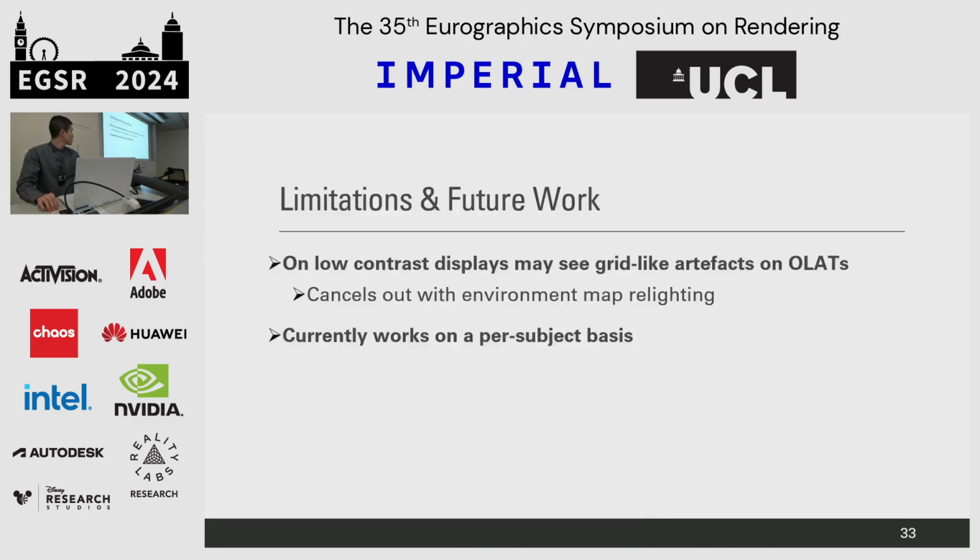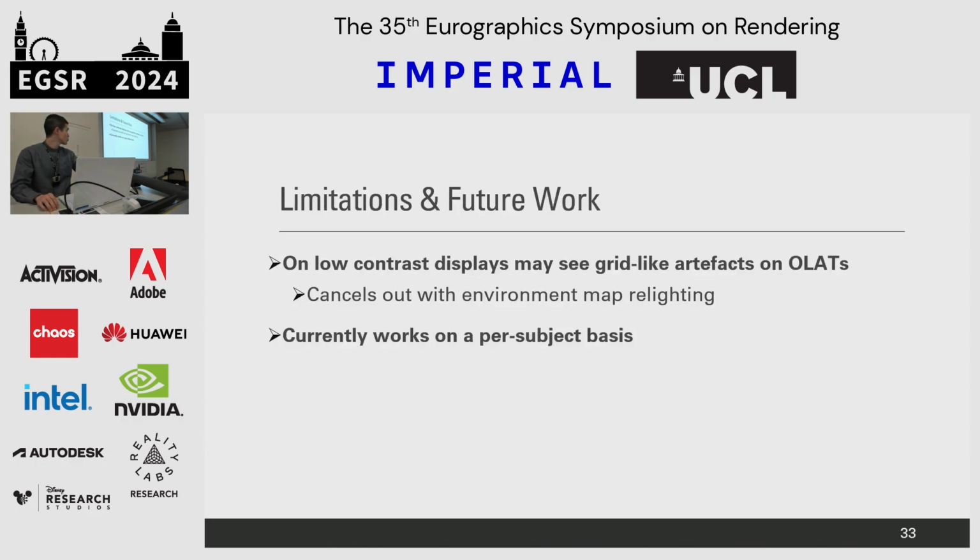So now I'd like to address some limitations and future work. We do observe some grid-like artifacts on our predicted OLEDs. So this is a potential limitation. However, we do note that once you create a relighting, given an environment map, the artifacts usually cancel out. So we believe it's a worthy trade-off because with our method, you can preserve the high frequency details.